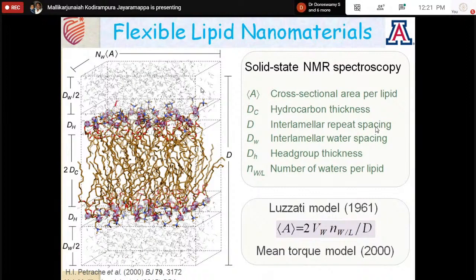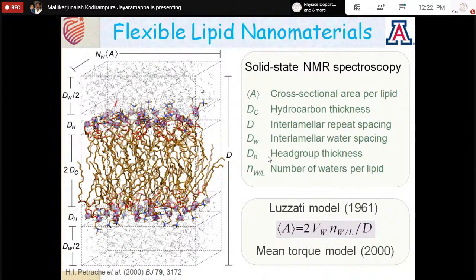It is basically these kinds of unit cells packing one on top of each other. It is very much similar to our basic crystallography. Okay, and there are terminologies. What we have given is hydrocarbon thickness, DC, the thickness from the bottom end of this layer to the end of the head groups of the other layer, and DW is the interlamellar water spacing, whatever water is present in this material.